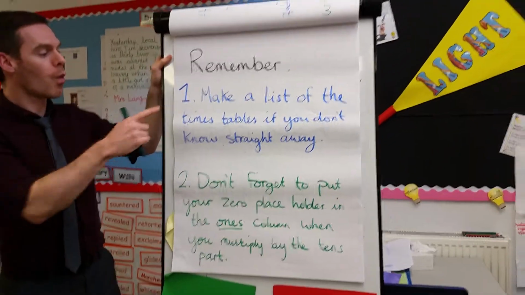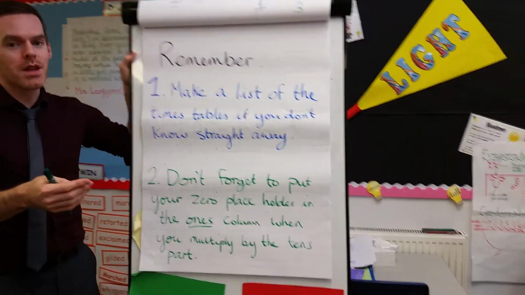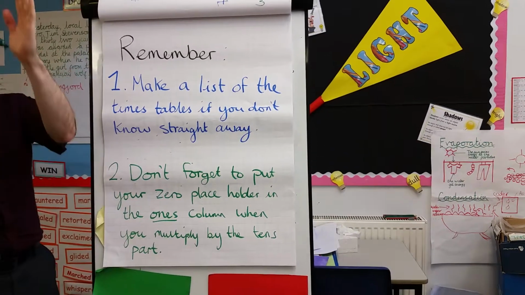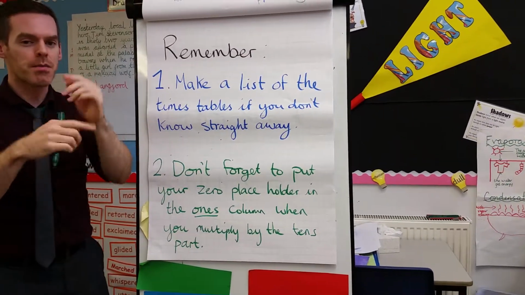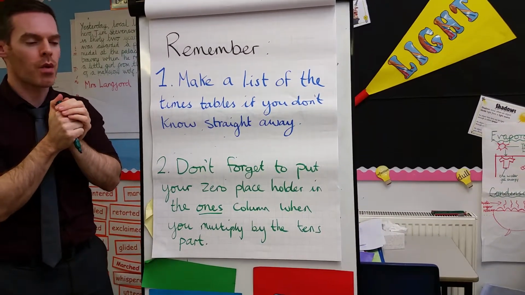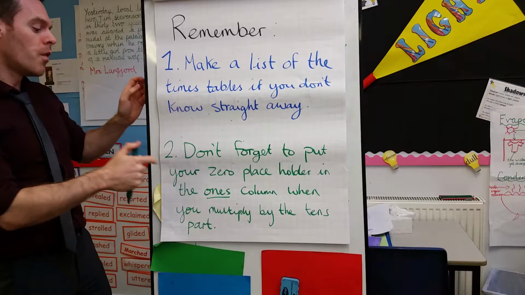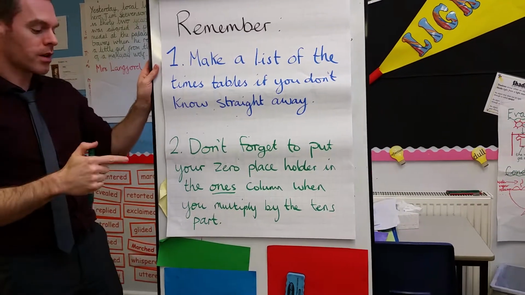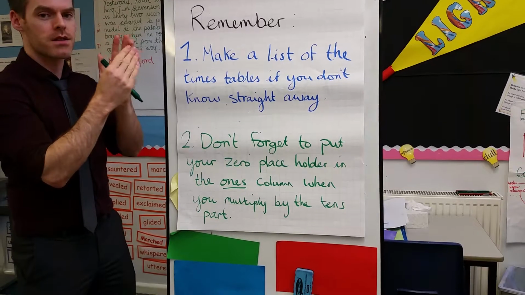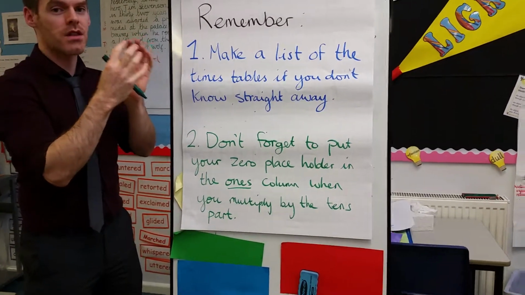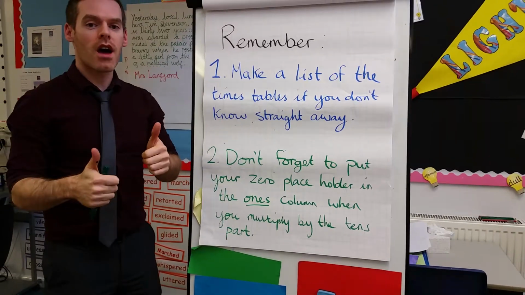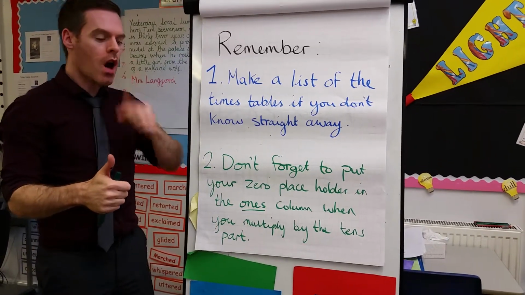So remember, 1, if you don't know your times tables, then make a list of the times tables, and then you can just check off that list. But it's important you check your list to make sure you've got it correct, okay, because that's really important. And 2, don't forget to put your 0 placeholder in the ones column when you're multiplying by that tens side, okay? Because your first answer needs to go in the tens column. That's really important, okay? Hopefully those steps will help you out.